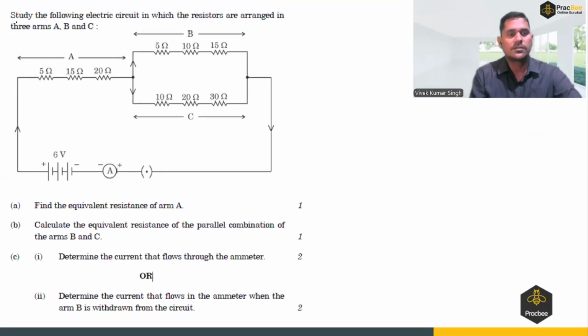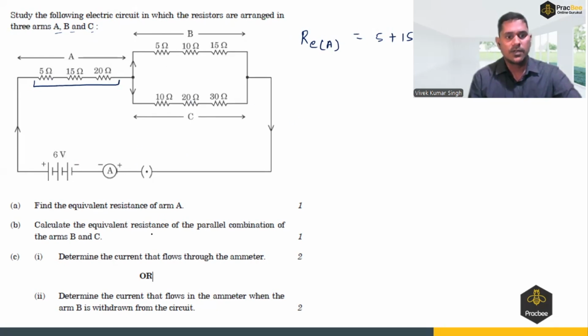Let's see this question. Study the following circuit in which the resistances are arranged in 3 arms A, B, C. Find the equivalent resistance in arm A. So in arm A, they all are connected in series. So the equivalent resistance of arm A would be equal to 5 plus 15 plus 20, that is equal to 20 plus 20, which is 40 ohm.